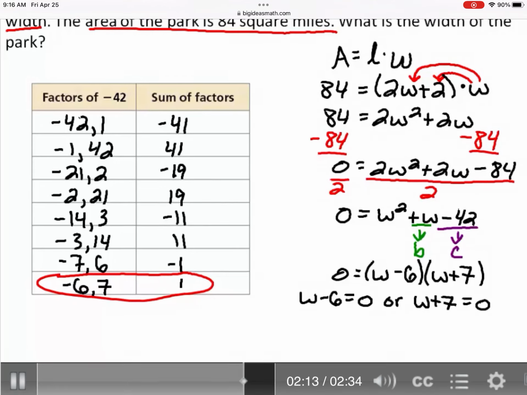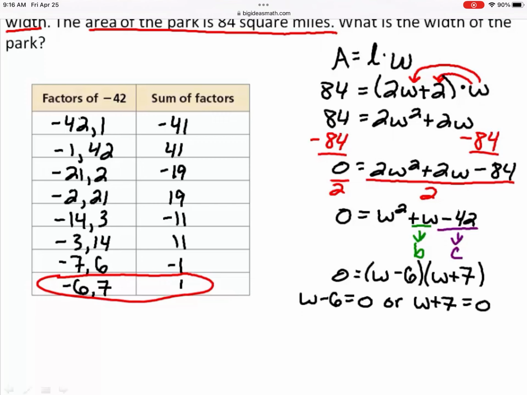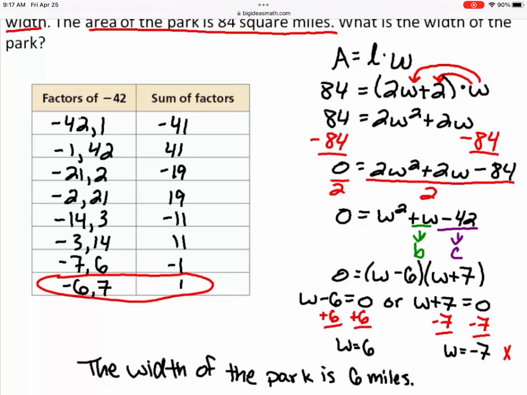To solve W minus 6 equals 0 for W, add 6 to each side, leaving you with W equals 6. To solve W plus 7 equals 0 for W, subtract 7 from each side, leaving you with W equals negative 7. A negative width does not make sense, so you should use the positive solution. So the width of the park is 6 miles.